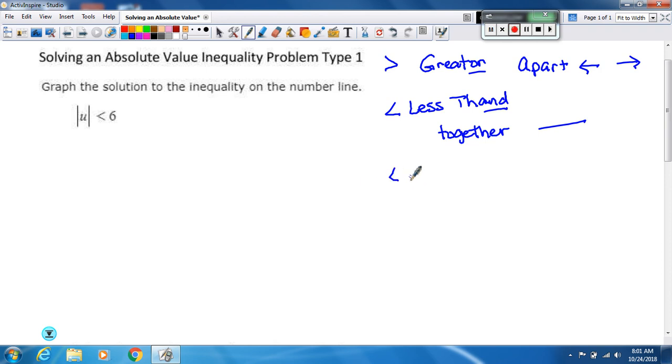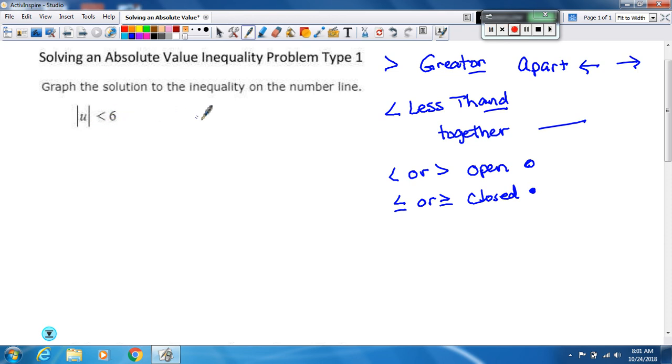Also, in inequalities, if it's not underlined, it's an open circle, which looks like this. If it is underlined, you use a closed circle to graph it, which just looks like a regular point. Okay, so in order to graph these, you take the opposite.